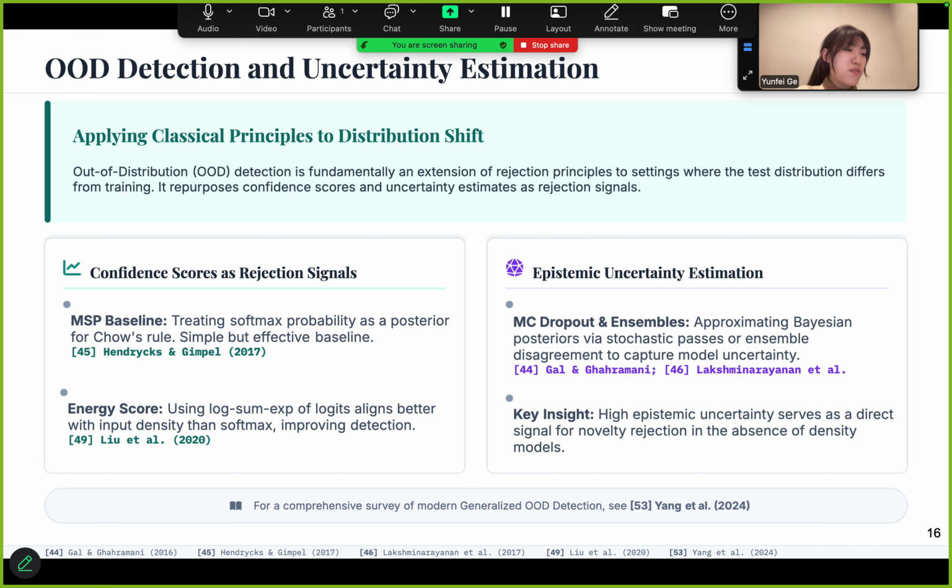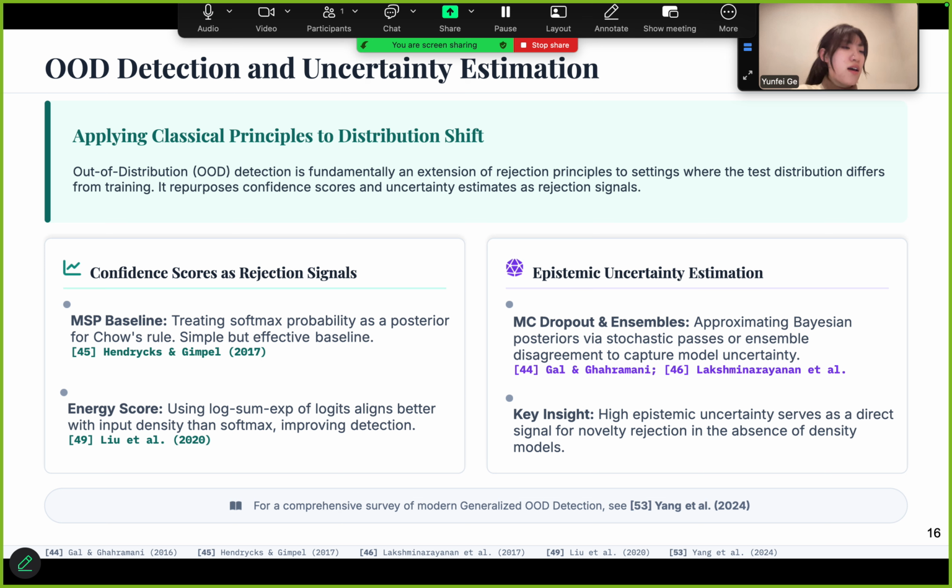OOD detection is a repurposing of classical rejection principles to the setting where the test distribution differs from training. The key insight is that confidence scores and uncertainty estimates become rejection signals. The MSP baseline from Hendrycks and Gimpel in 2017 uses softmax probability as a proxy for Chow's threshold. Simple and surprisingly effective. The energy score from Liu and other people in 2020 uses the log-sum-exp of logits instead, which aligns better with input density than softmax and improves detection.